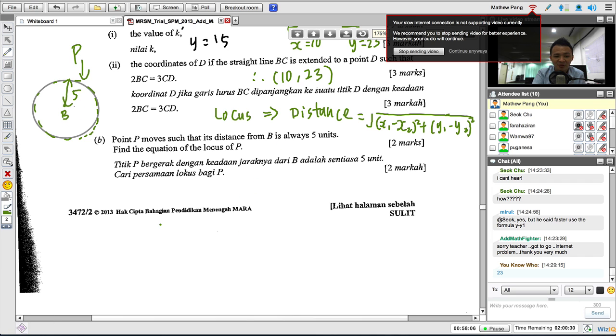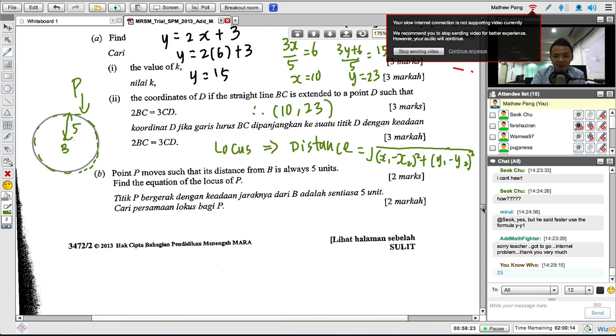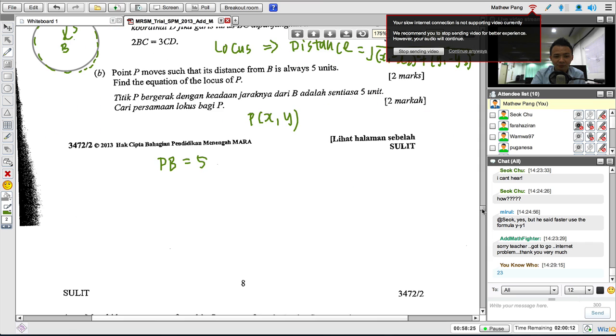But at your level, it's simple. You just need to understand PB equals 5. Then I just use the distance formula. You do not have the P coordinate, right? So I'm going to call P equal to (x, y). Do I have the coordinate of B? Yes, I have B is (0, 3). Then I use the distance formula over here.